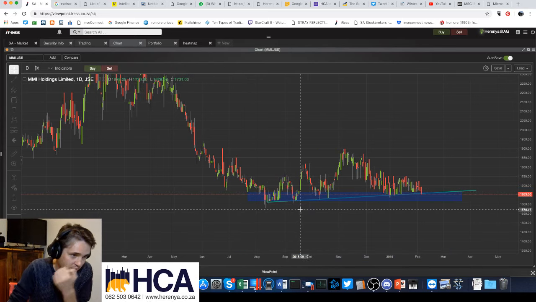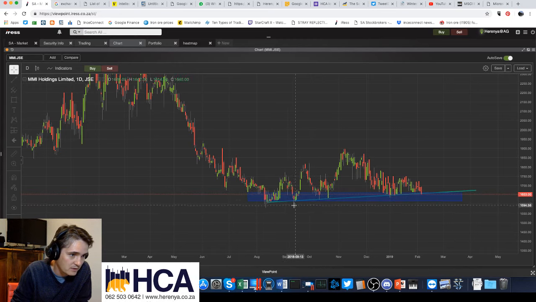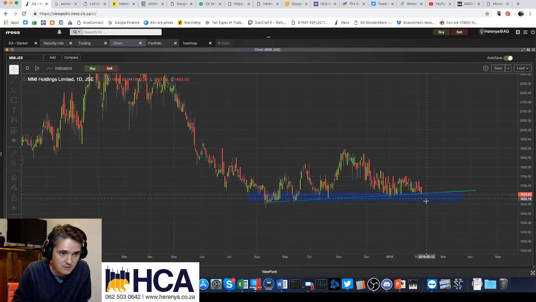Because we can identify a number of support low bars. There's one, there's one, there's one, there's one, there's one. Now the question is, is this one yes or no, right? So we have to give it a couple of days.